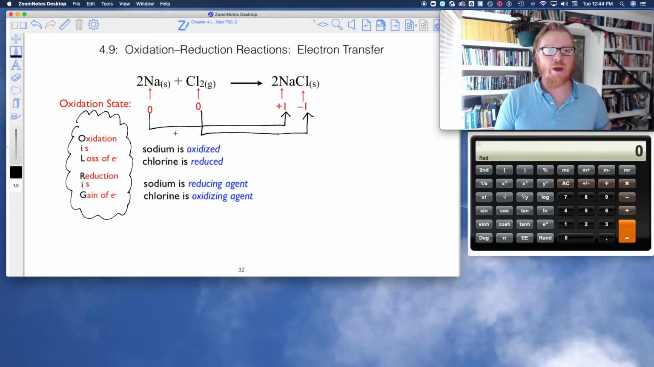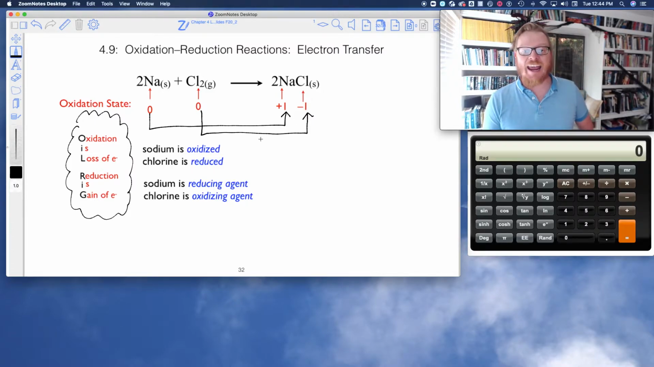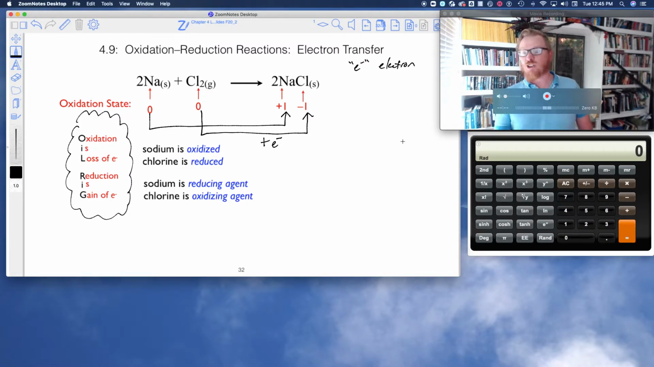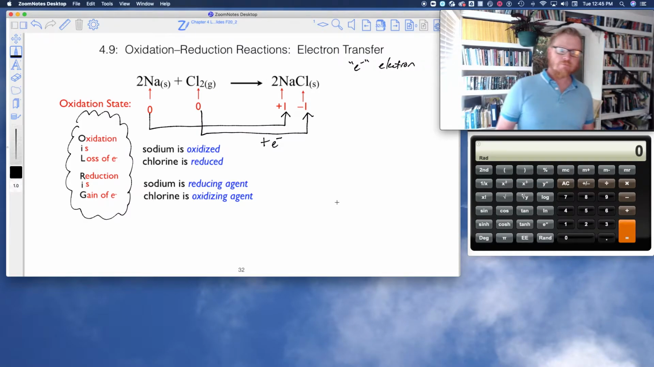All right? So if we look at what happened to the chlorine, in order to go from 0 to -1, it would have had to gain an electron. I'm going to say plus e-, and e- is our symbol for electron. Right? Because to have a decrease in its charge, it had to have 1 extra electron. That's how it became -1.